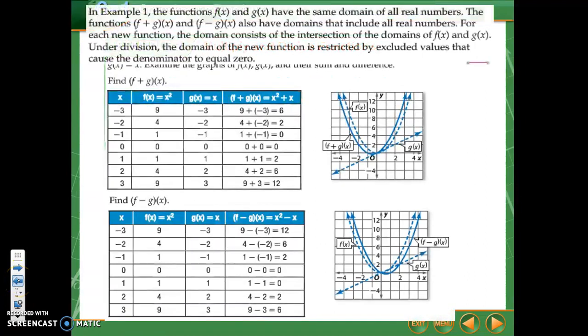Oh, one last thing I wanted to show you here. In example 1 and the examples we've looked at so far, both of our functions have had the same domain, which is all real numbers.